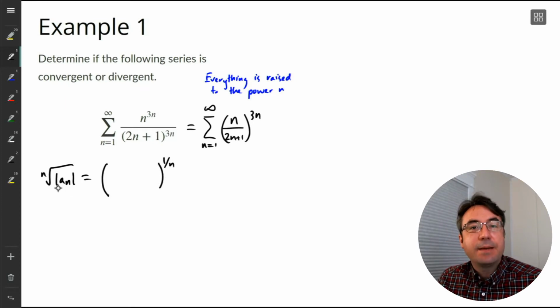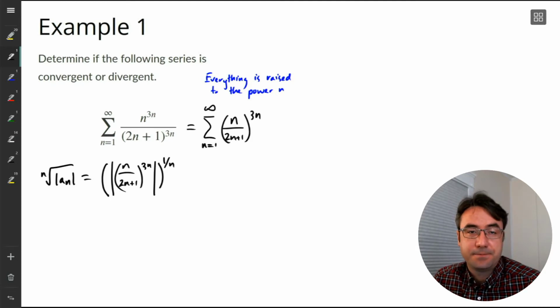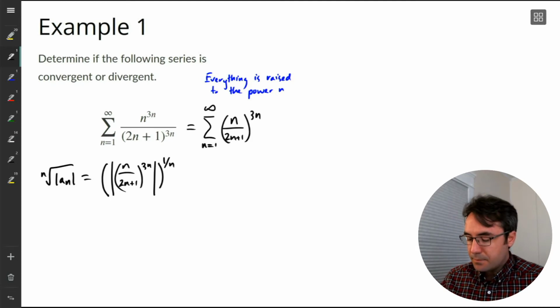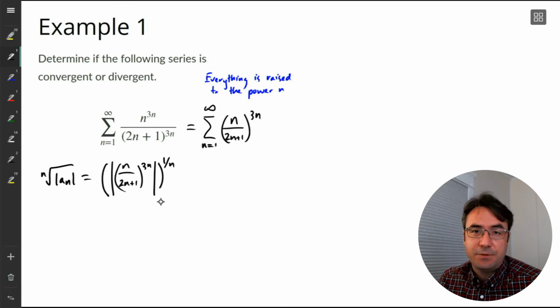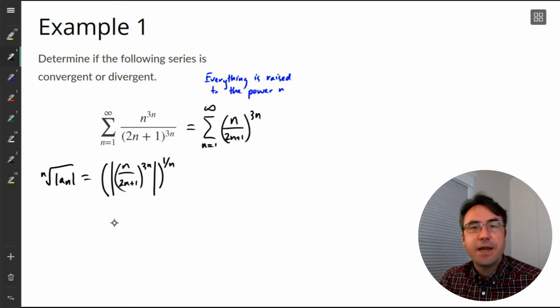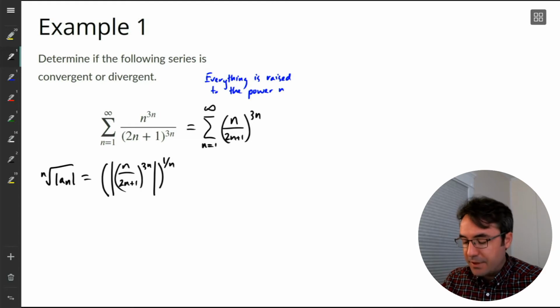And then let's write in what the absolute value of a_n is. It's just everything here. So it'll be the absolute value of (n over 2n plus 1) raised to the 3n, and then the absolute value of that whole thing. Now, a lot of times with series, and in this case with this series, everything is positive here, so we could really drop the absolute value. If we had one of those alternating terms, a (-1) to the power n or something like that, then the absolute value would just cancel off the negative. But here everything is positive, so we can just drop the absolute value sign.